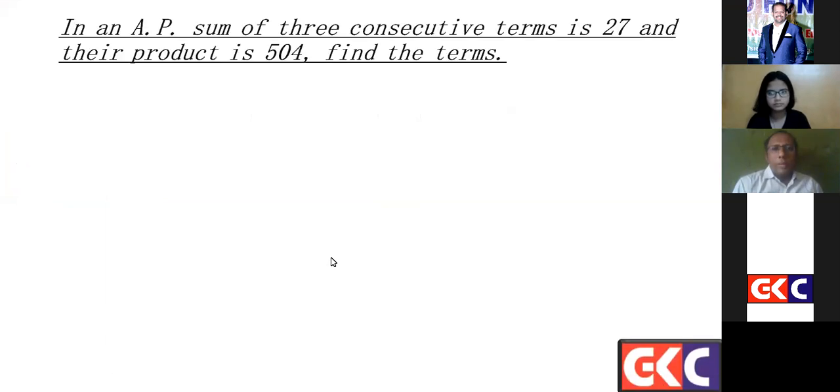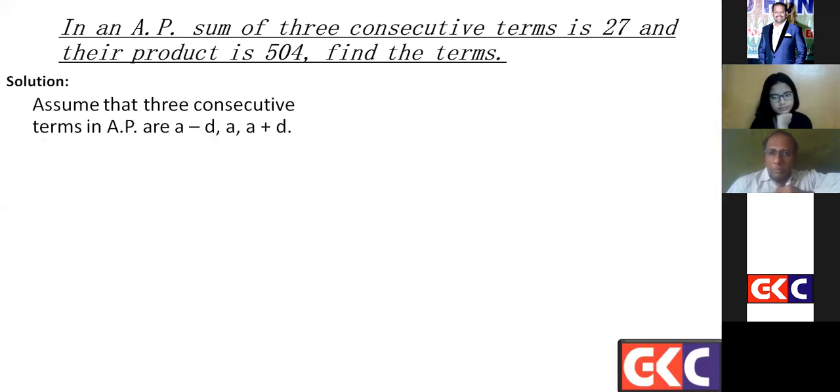Hopefully you guys can see the sum on the screen now. Okay, yeah. So as the sum goes, in an AP, sum of three consecutive terms is 27 and their product is 504. Find the terms. As we can read it out, sum of three consecutive terms is 27. So we know if there are three consecutive terms, how are we going to consider them? We will be considering them as A minus D, A and A plus D.